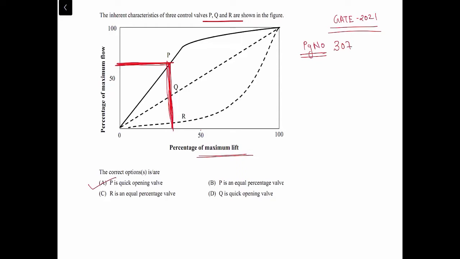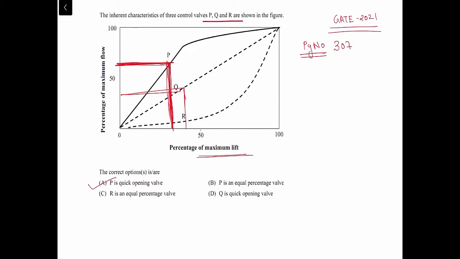P is a quick opening valve. A is correct. Okay, this is multiple choice, so we have to think about Q. If you see Q, you know that Q is linear. This is a linear graph, a straight line, so it is linear. So Q being a quick opening valve is not correct. We have already given P as the quick opening valve.